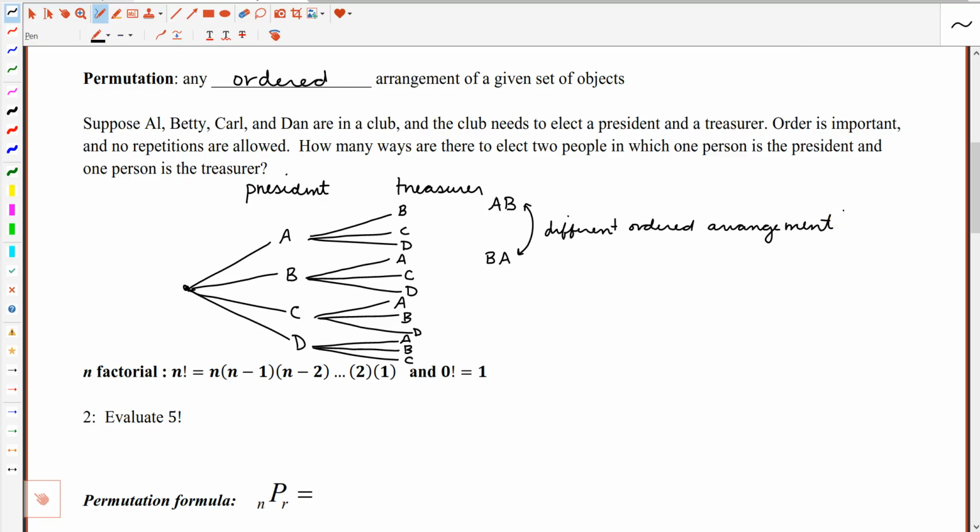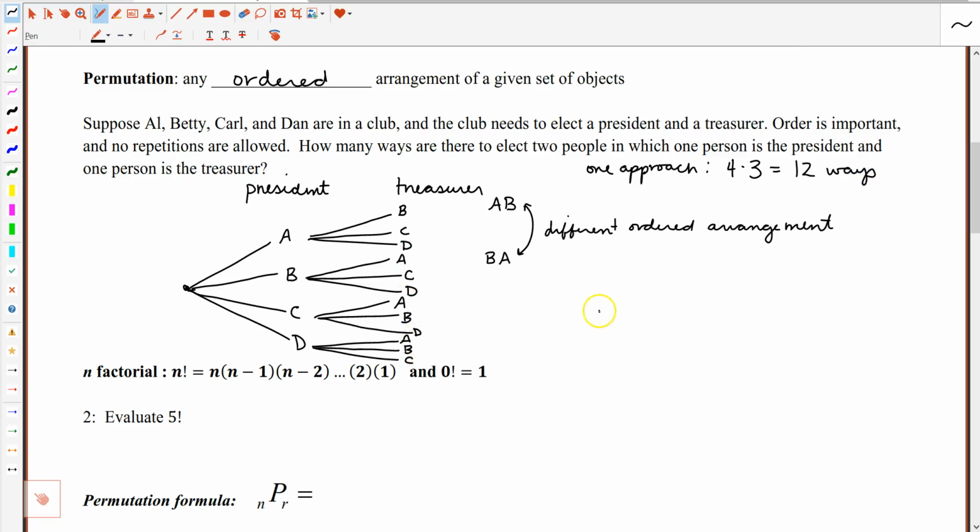So how many ways is there to elect two people in which one person is the president and one person is the treasurer? Well, one approach, the one we have already talked about in this course, is you could say, all right, there's four people that could be the president, pick them. Now there's only 3 people left to be the treasurer, so there are 12 possible ways. And we're seeing those 12 in our tree diagram. That's one approach to solving this problem.